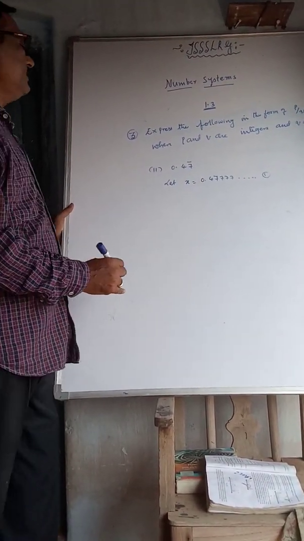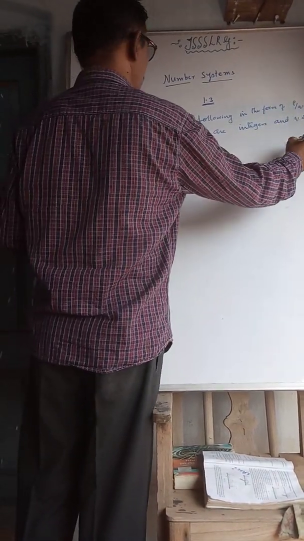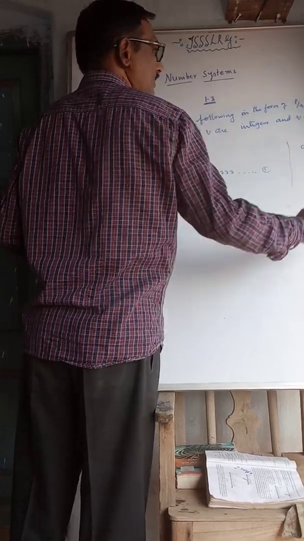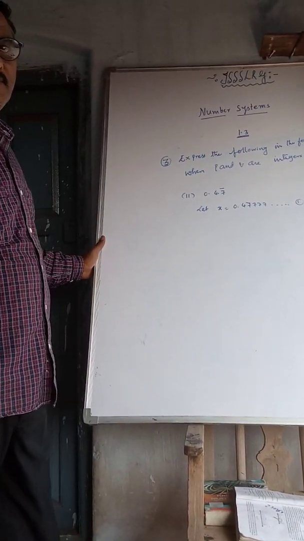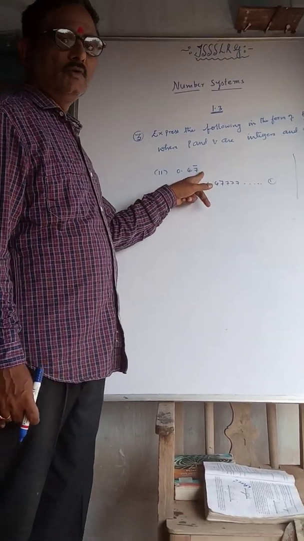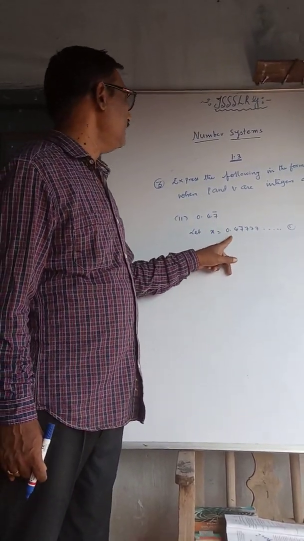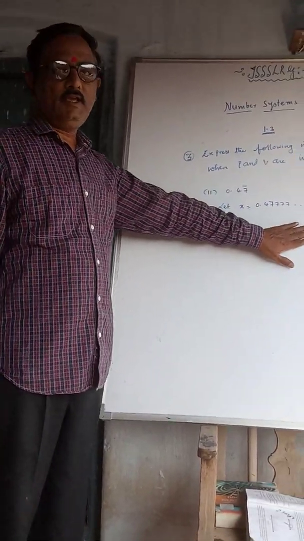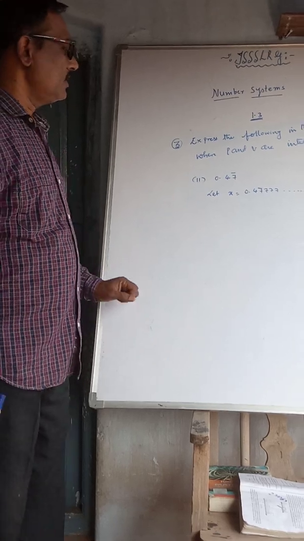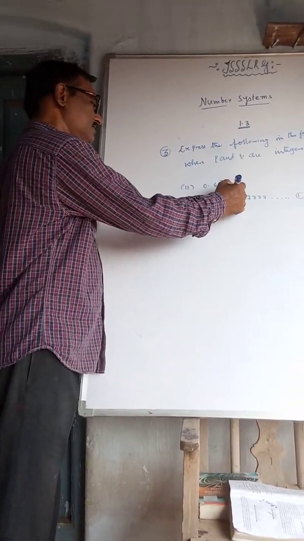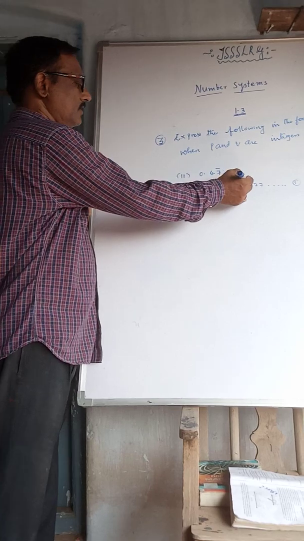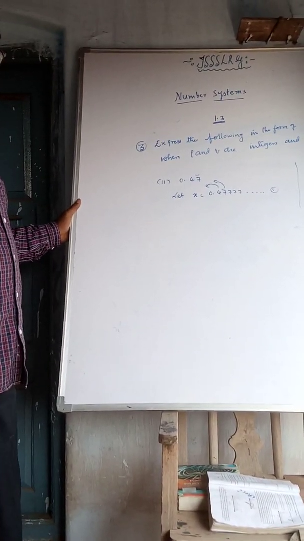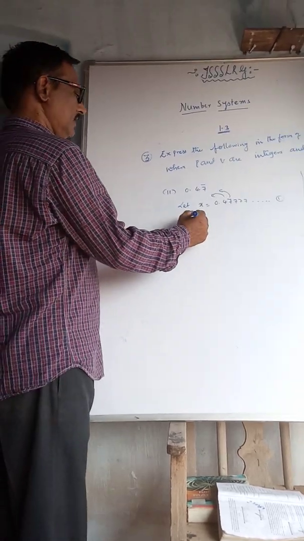You should not write this as 0.474747. It is the wrong way of writing, because the bar is only on 7. So we repeat only the number 7. Now to convert this into the form P by Q, we take out this number first on this side. Then later we take this number on this side. Clear?